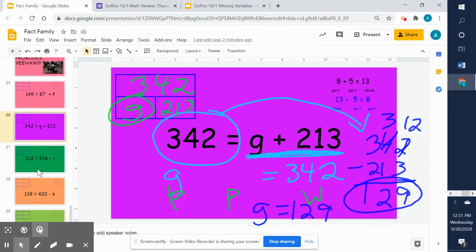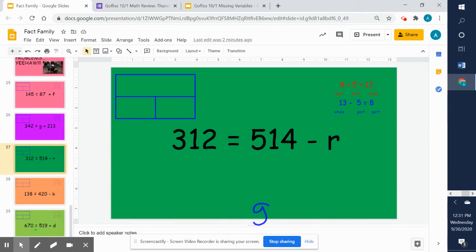All right. Let's try one with subtraction.